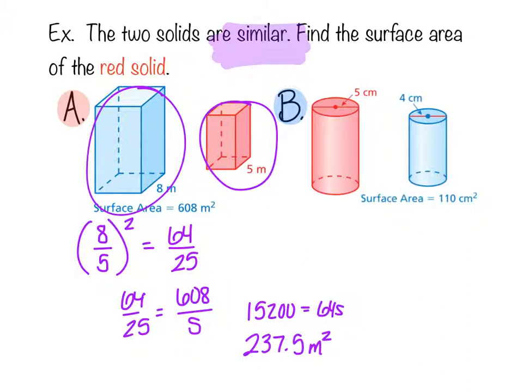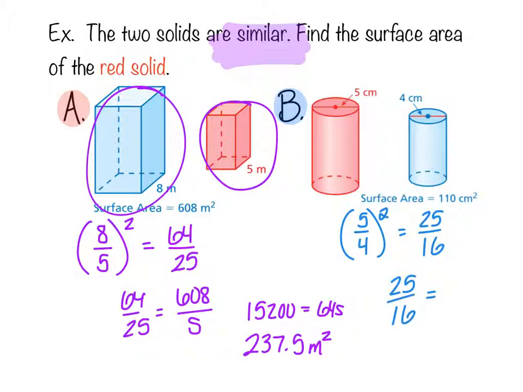Okay, so there's 1. And then for example B, the other one there, we've got a cylinder, but it doesn't matter what shape it is. I know that they are similar, so I know the side length ratio is 5:4, and I'm supposed to square that side length ratio, and that's going to give me 25/16.